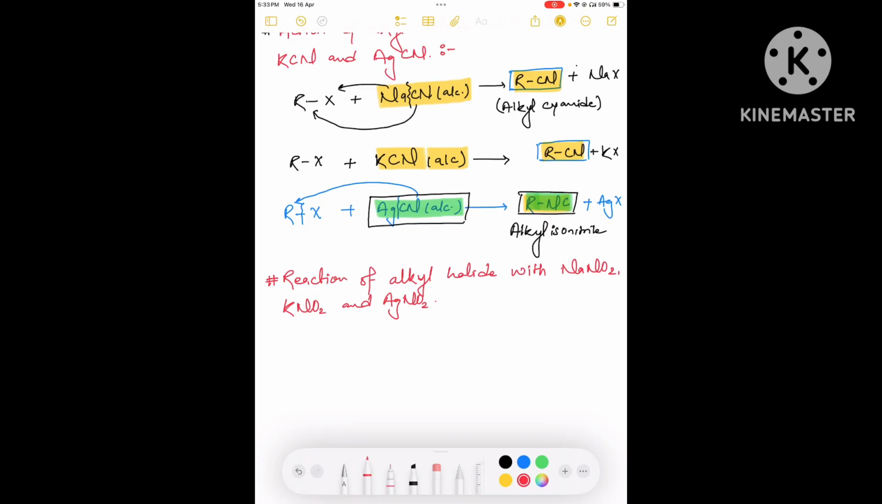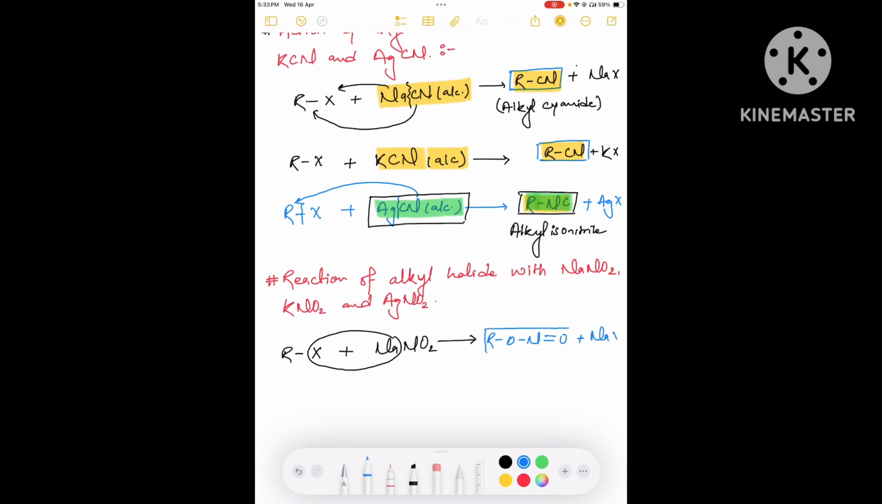AgNO2. So again, the same criteria, something is somehow the same. If I have an alkyl halide and I am treating it with NaNO2, what will happen is the Na will take the halide, and the NO2 is basically also an ambident ligand. An ambident ligand is a ligand which has two sites of connection with the alkyl group. The product will be R-O-N=O, along with the liberation of NaX.